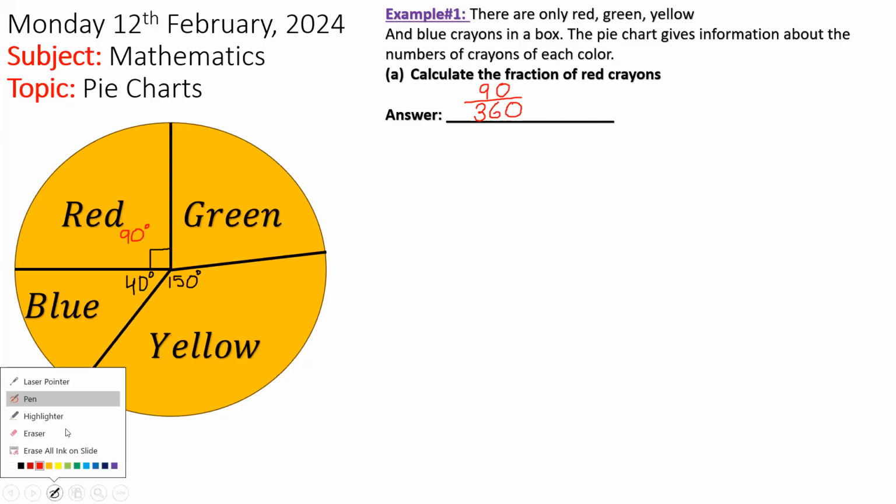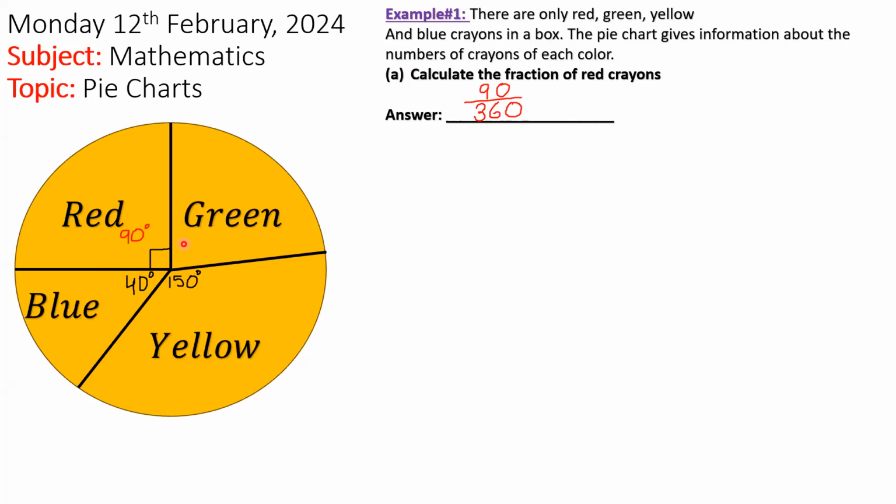360. They added up to 360. The technical way to say it is angles at a point add up to 360 degrees. So we have this angle, which is 90, plus this angle, which is 40, plus this angle, which is 50, plus the green, all of them together adds up to 360.